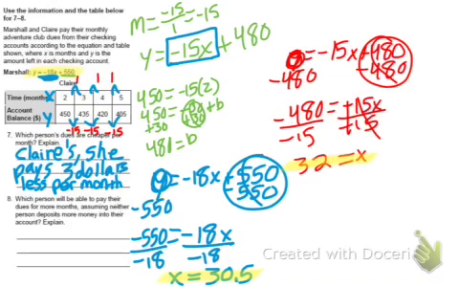Which person will be able to pay their dues for more months? Again, the answer is Claire. And what's the explanation? I'll just say this one. Claire can pay for 32 months, whereas Marshall can pay for 30 and a half. But he can only pay for 30. She can pay for 32. So she can pay her dues longer, or 4 more months.